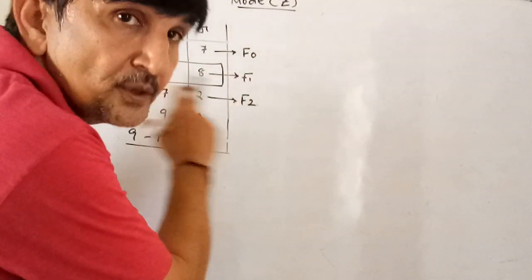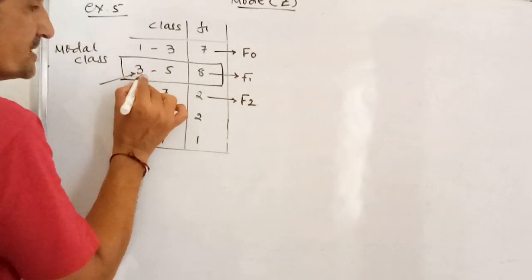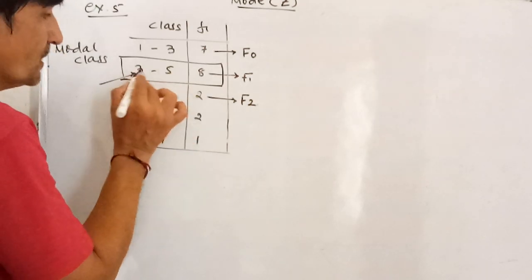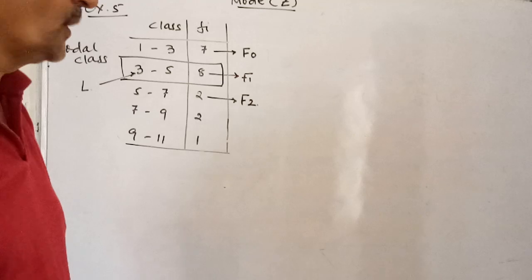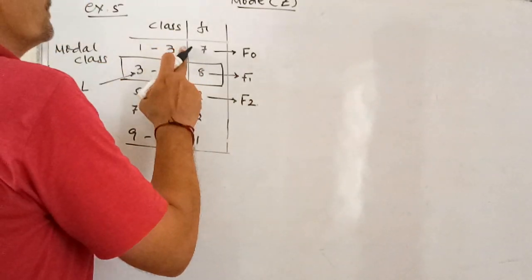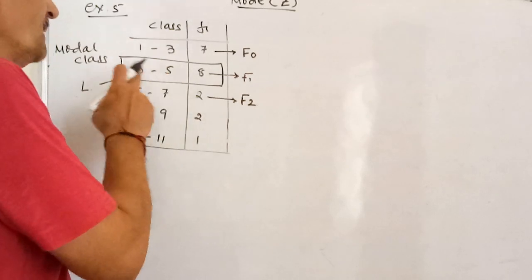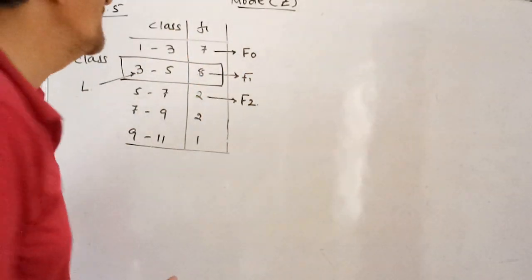This is a modal class. And in a modal class, this is the lower boundary, this is the upper boundary. Lower boundary is considered as your L. And the class length means 3 minus 1, so it is 2. 5 minus 3, it is 2. So in all, the class length will remain the same.